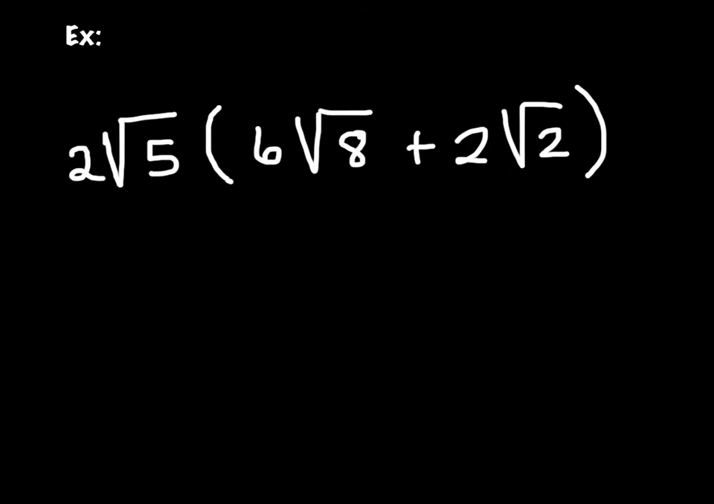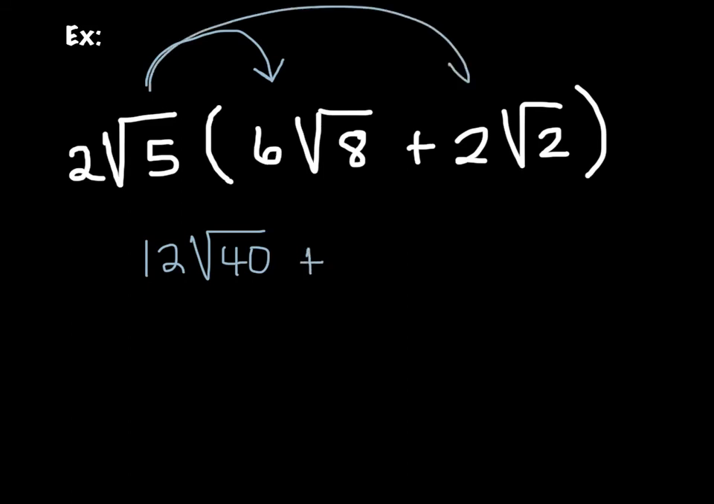Distributing radicals is really just like multiplying and applying the distributive property at the same time. So first I'm going to distribute 2 radical 5 to 6 radical 8. And again, 6 and 2 are outside the radical, so I can multiply them to get 12. 8 and 5 are inside the radical, so I can multiply them to get 40. Bring down my plus sign. Distribute again. 2 and 2 are both outside, so I get 4, and then radical 10. So now I would check to see if I can combine, which I can't.